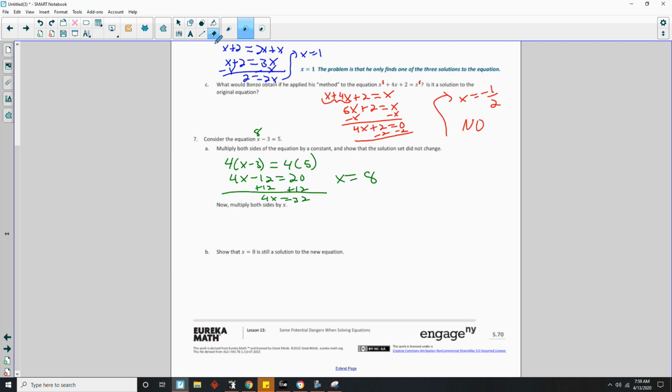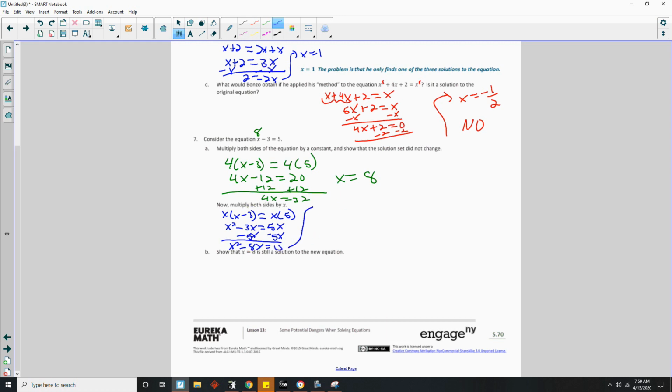It says now multiply both sides by x. Okay, so if I do that, it would be x times x minus 3 equals x times 5. That'd give me x times x, which is x squared, minus 3 times x, which is 3x, equals 5 times x, which is 5x. Alrighty, so in this situation, I would move the 5x over to this side by subtracting 5x. And when I do that, I get x squared minus 8x equals 0.